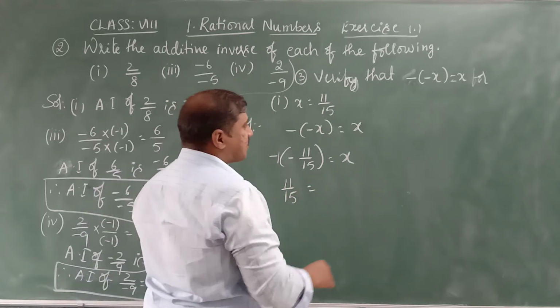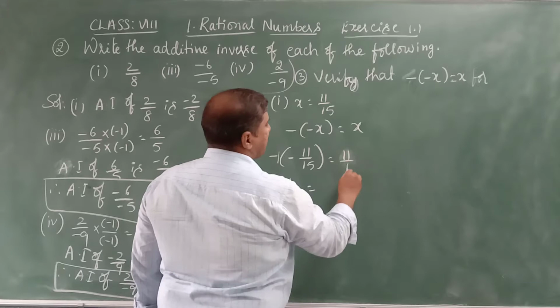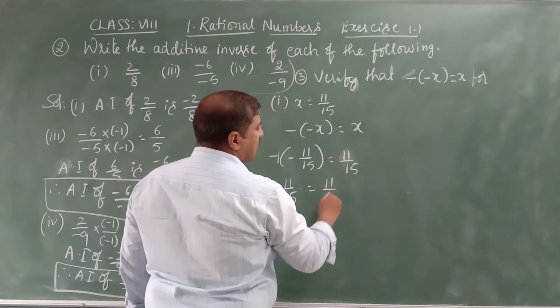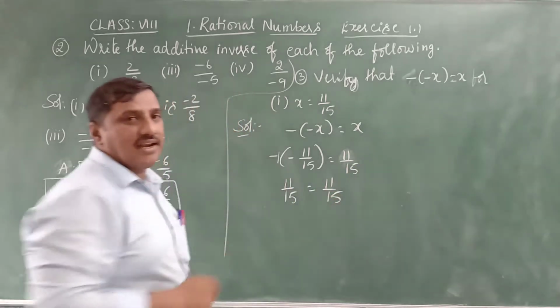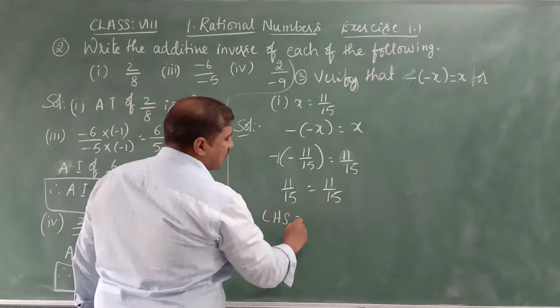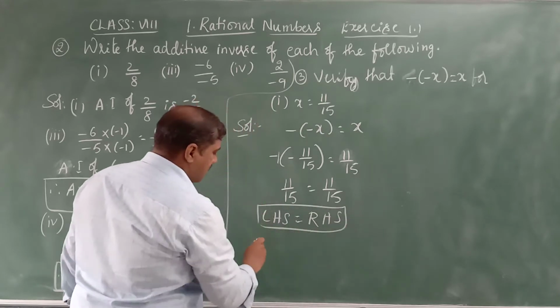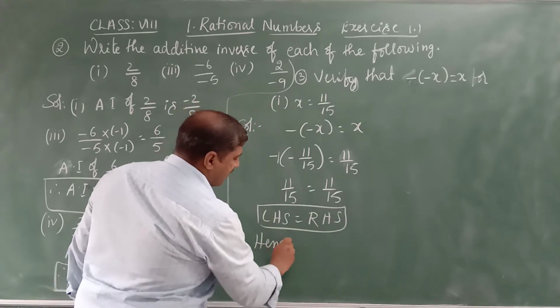15, that is equal to, here x is equal to what is given? 11 by 15. So on the RHS we got 11 by 15, and on the LHS we got 11 by 15. That is, LHS is equal to RHS. Hence it is verified.